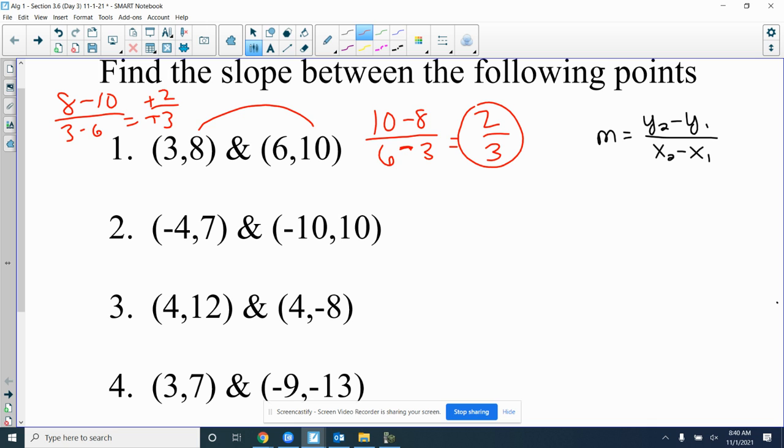Maya, help me with 2. What'd you put on the top, Maya? What are your Y's? 8 and 10. Okay, we're on number 2. 7 and 10. Okay, so how do you want to do it? You want to go 10 minus 7 or 7 minus 10? 10 minus 7. Okay, so you went this way, and that's fine. So you have to go this way with your X's.